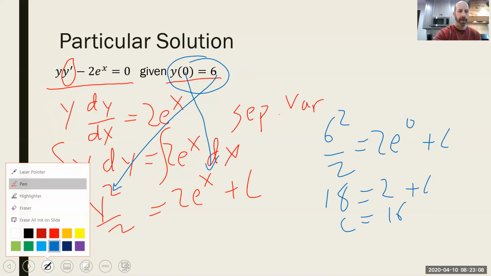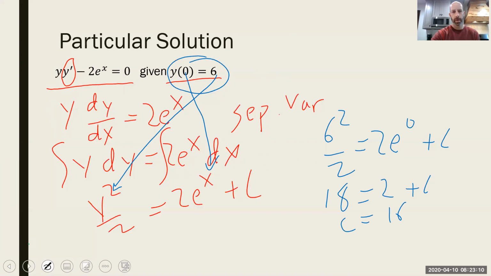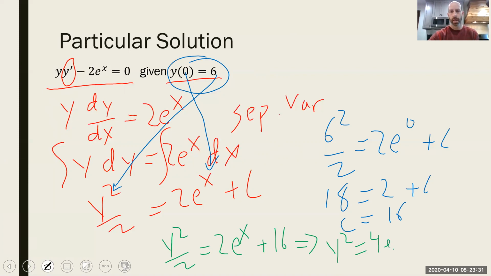Okay, so let's go ahead and write our final answer then. I'll do it in green. Final answer could be written as y squared over 2 equals 2e to the x plus 16. Or if you wanted to clean it up a little bit, you could say that y squared is equal to 4e to the x plus 32.